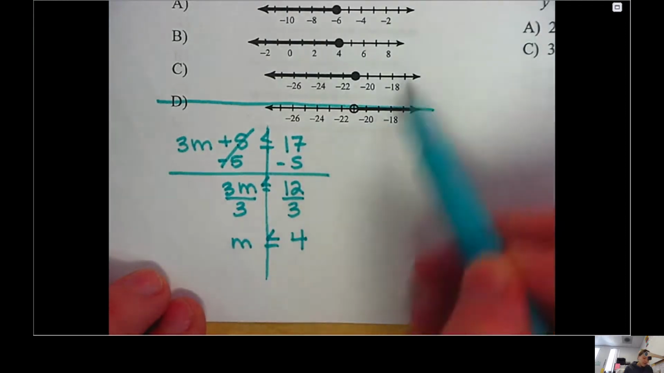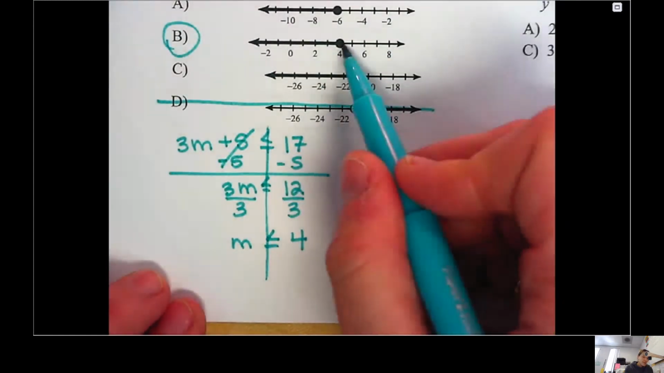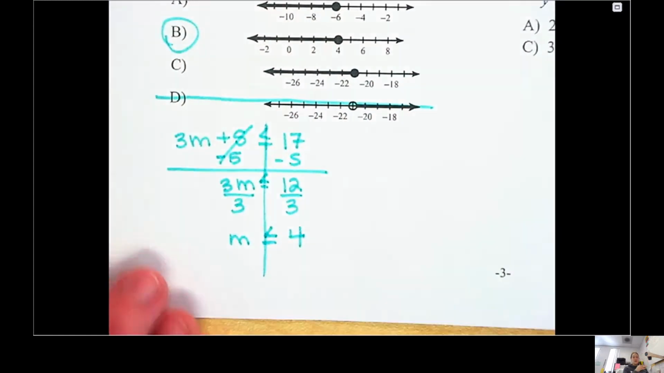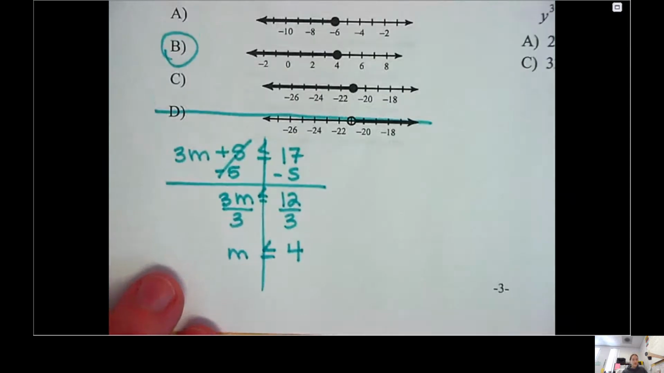So I'm going to come up here to my graph. The only one that starts at 4, less than or equal to 4 means anything smaller than 4. So there we go. Letter B is my graph.